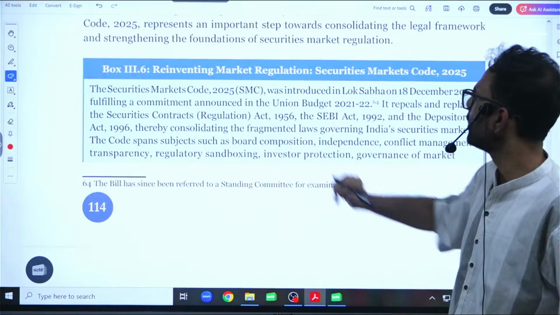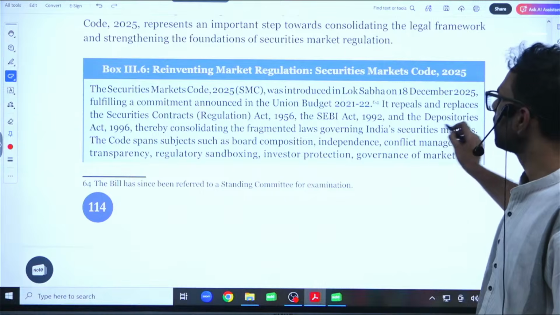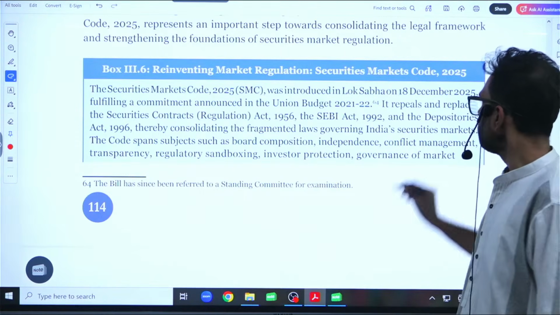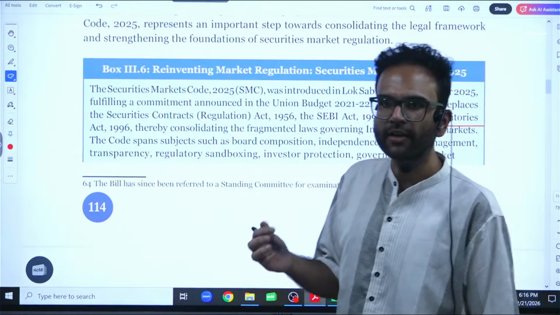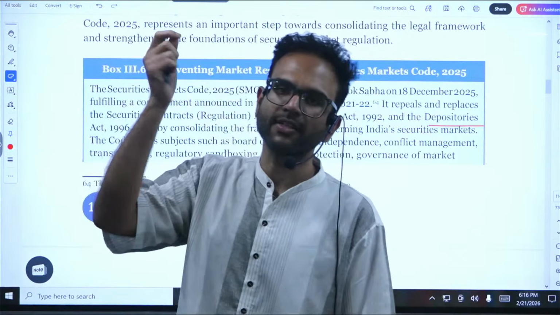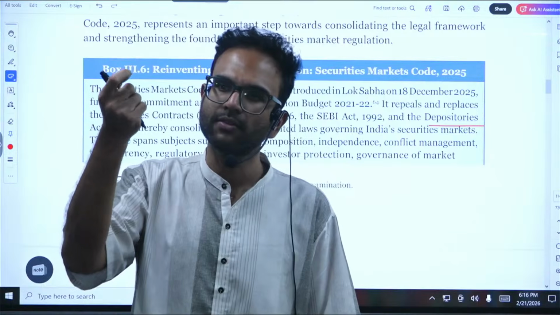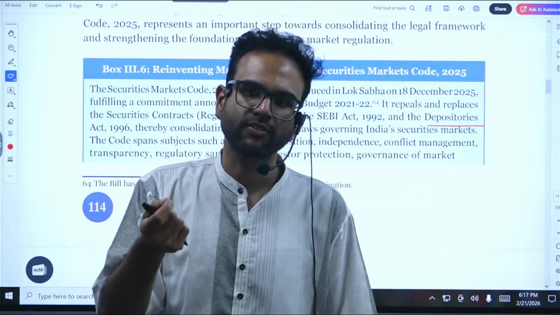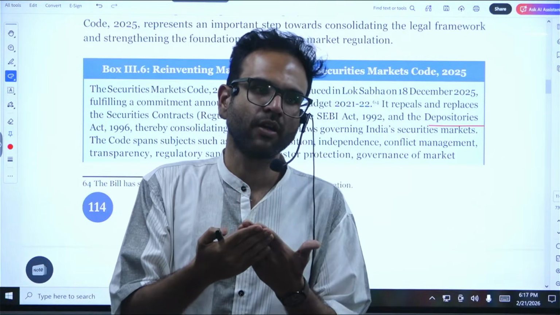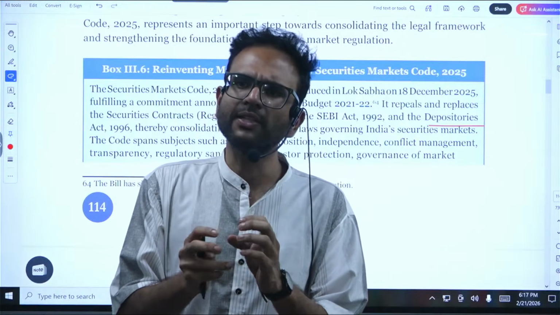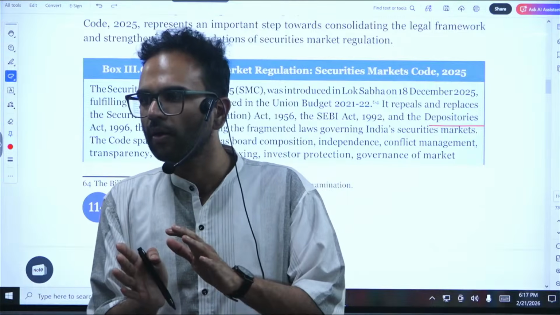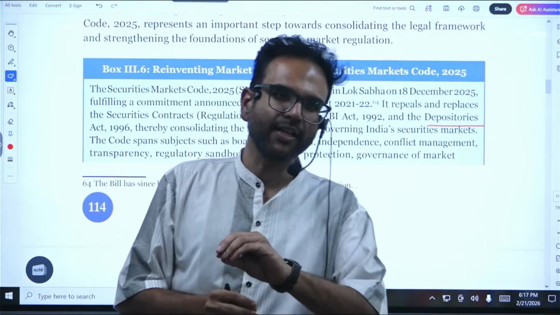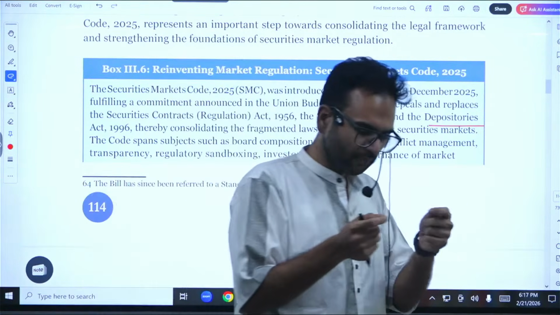SEBI, the Securities Contract Regulation Act, and the Depositories. What do you mean by the Depositories Act? We saw the Harshad Mehta scam, which involved share deposit papers. So you must have heard the word DMAT.